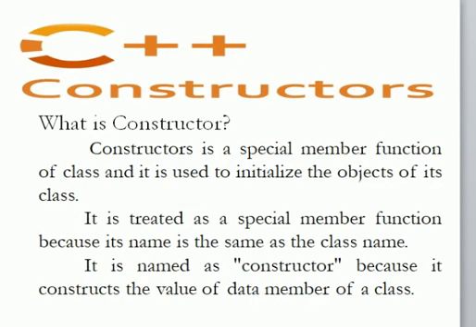First we will see what a constructor is. A constructor is a special member function of the class, and it is used to initialize the object. Why is it known as a special member function? Because the class name and the constructor name are the same. So it differs from the other member functions, and that is why we say it is a special member function. Why is it named a constructor? Because it constructs the values of the data members of the class.